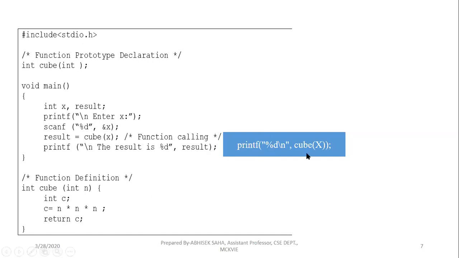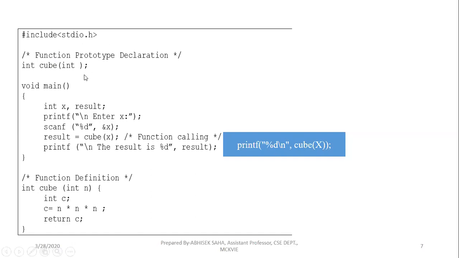printf %d cube x. That means in this case, in the second option, you are not using any third variable to store the result. Your function cube x is calculating the value, returning the result, and that result is printed by this %d. Fine. So hopefully these three parts are clear for this program. First part is function declaration, second part is function definition, third part is function call.